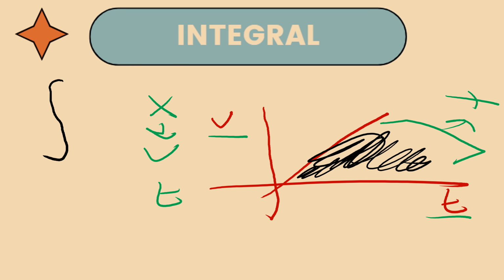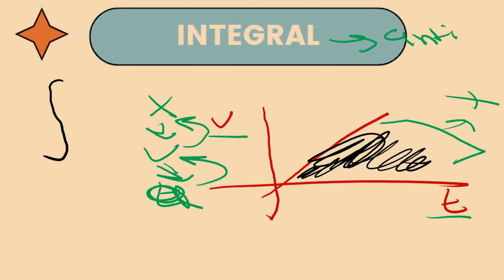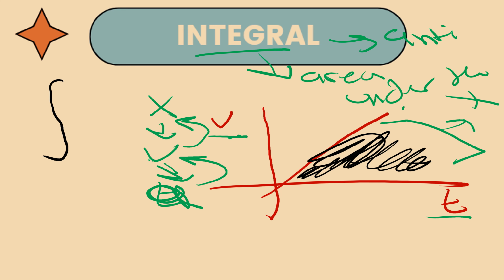Going from distance to velocity, we need to do derivatives, and from velocity to acceleration, we also derive. But if we go from acceleration to velocity, we do the antiderivative, which is the integral. So we integrate from acceleration to velocity, and we integrate from velocity to displacement. From a velocity time graph, we find the area under the curve, which gives us the displacement.